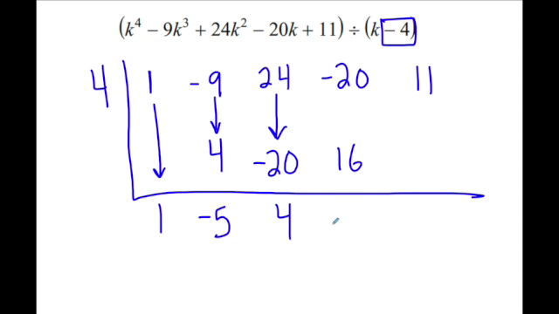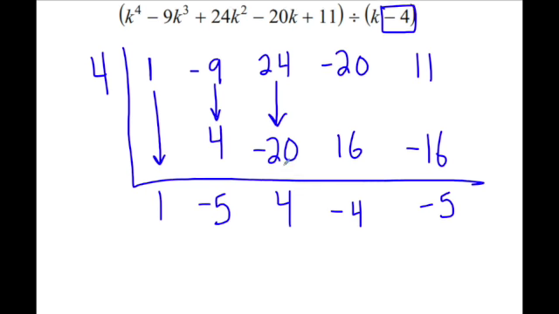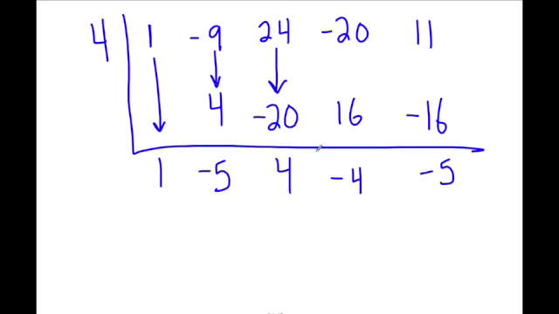Negative 20 plus 16 is negative 4. 4 times negative 4 is 16. Add down the column, and I get negative 5. So let's just check this. Again, you bring it down, multiply, add, multiply, add, multiply, and so on and so on. Now, if you do make a mistake, it is going to throw off the rest of the answers, so that's why you want to be super duper cautious there.